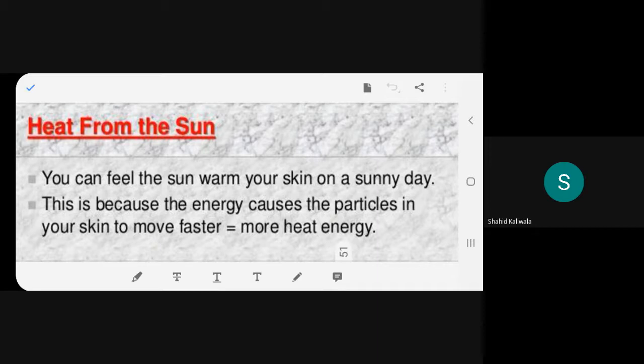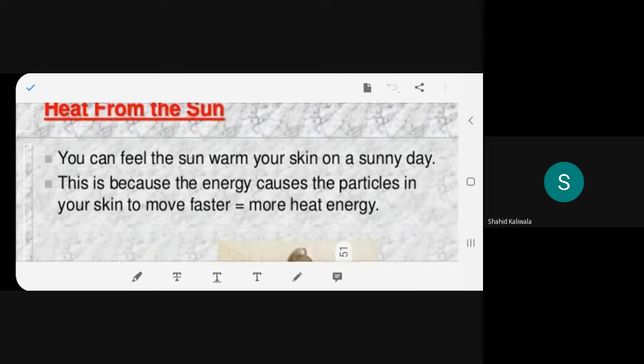Heat from the sun. You can feel the sun warm your skin on a sunny day. This is because the energy causes the particles in your skin to move faster, which is equal to more heat energy. How will you read it out, beta? Which is equal to more heat energy. Is this clear?